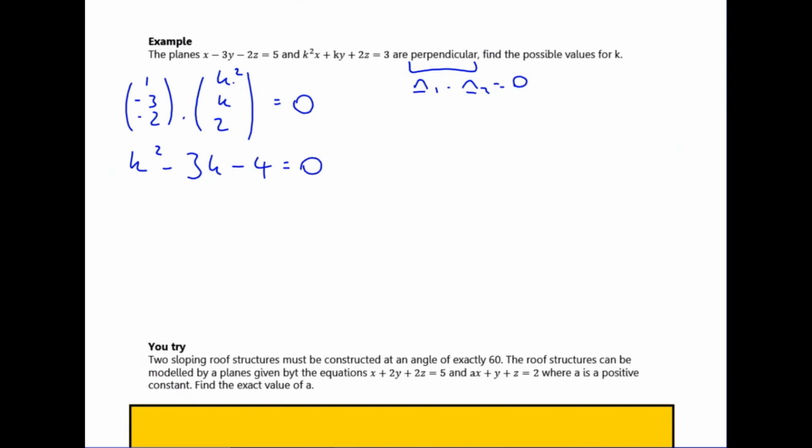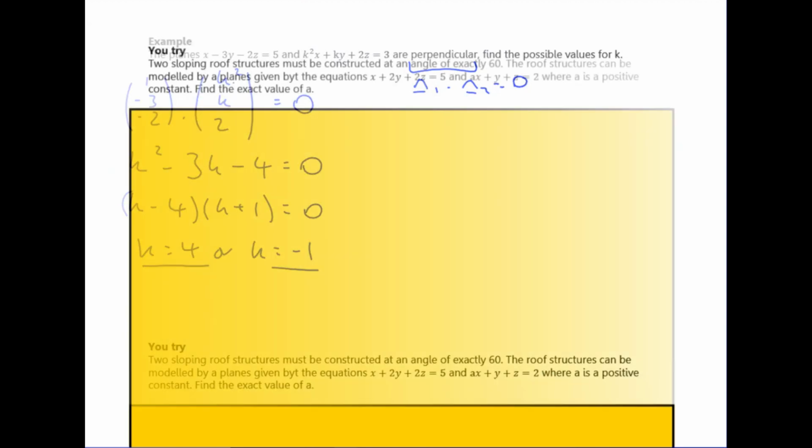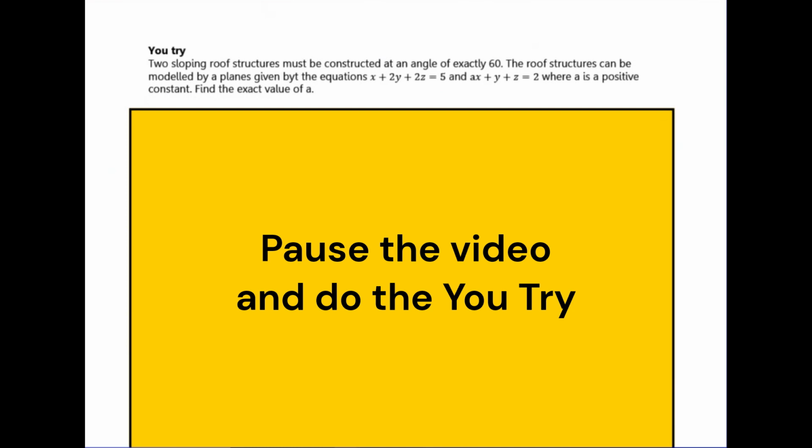So do the dot product of those. 1 times k squared plus minus 3 times k plus minus 2 times 2 gives you that. It's a quadratic in k, which you can solve on your calculator, or you can factorise it. And you get 2 values.